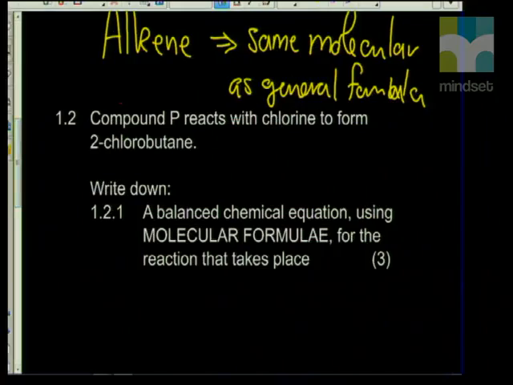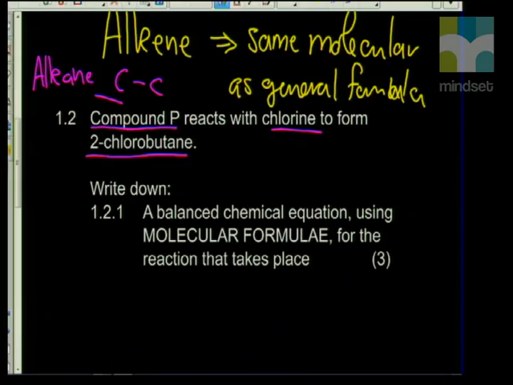Now, it tells us something else now. It's asked about Q. We recognize that P isn't the same as Q. We've identified it as being an alkane. So let's be very clear about that and just remind ourselves that this is an alkane. It doesn't have a double bond. It has single bonds all the way through. It tells us that compound P reacts with chlorine to form 2-chlorobutane. So we have an idea about the formula. They've given us the IUPAC name.